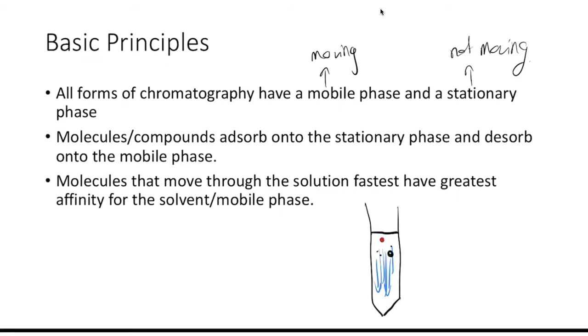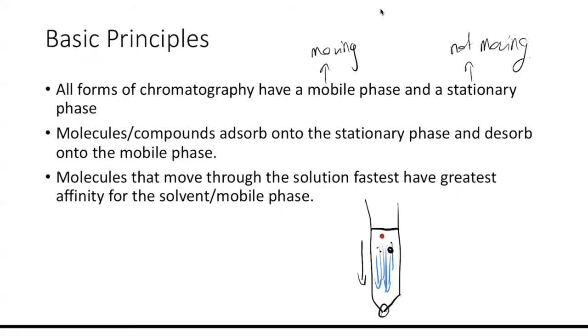And here it won't move. It will be in the stationary phase. But then it can also desorb back into the mobile phase and can continue to move down this column. And eventually it'll come out through here. So it will elute. Okay. And that's when we know that it's come out of the column. So depending on the affinity of the compound for the mobile phase and its affinity for the stationary phase, it might elute faster or slower than other compounds.